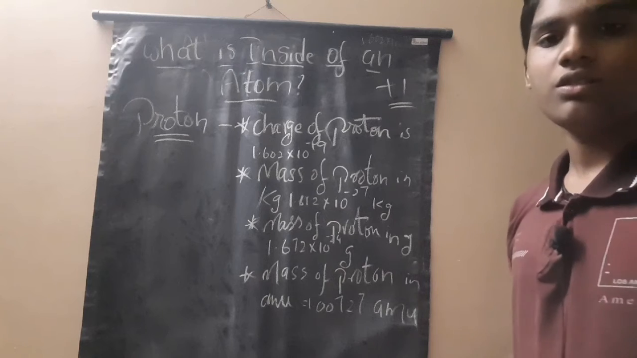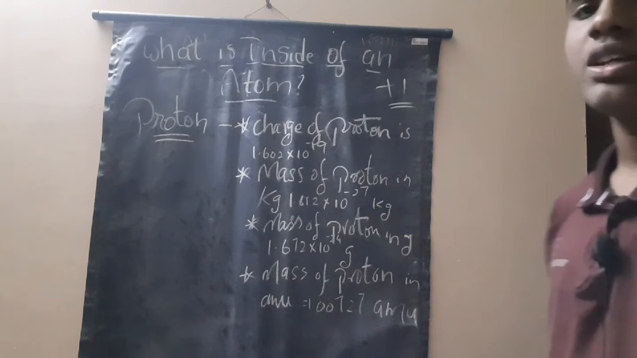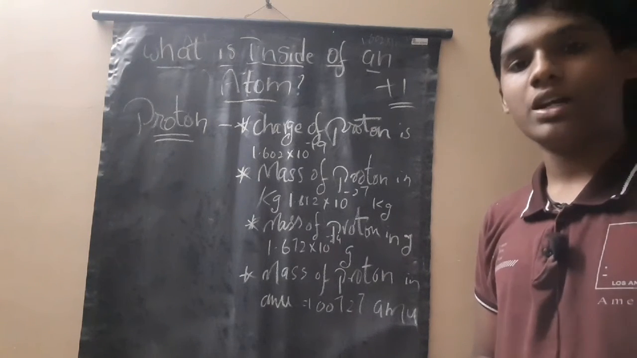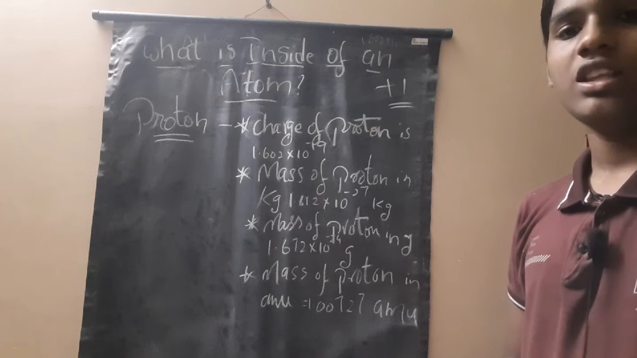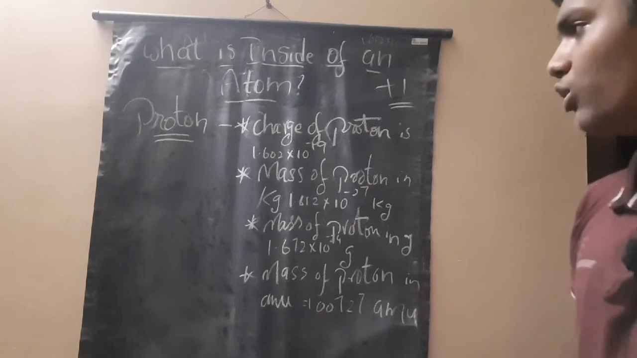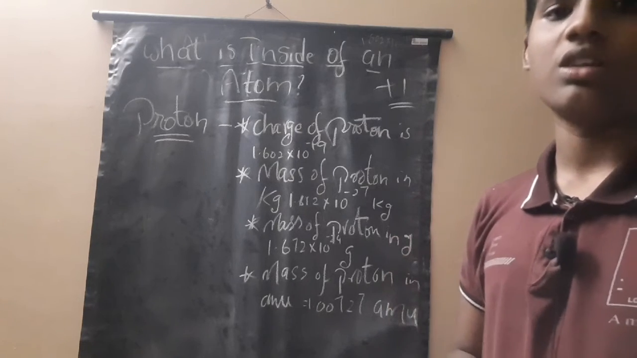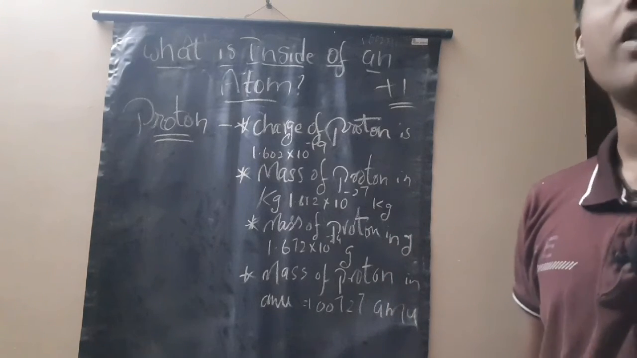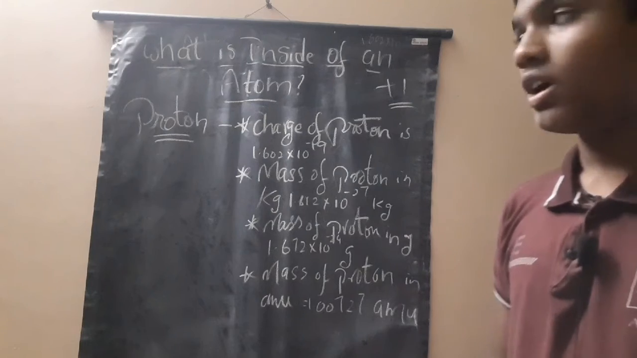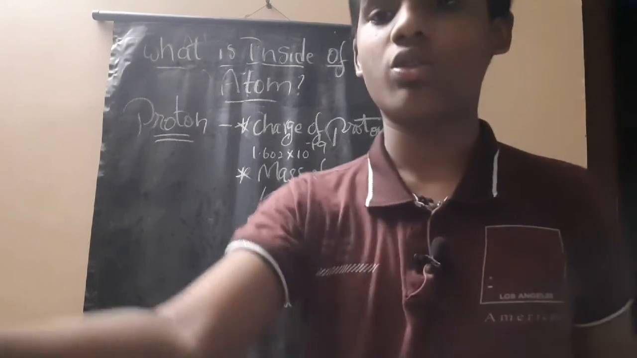Now we will discuss the last subatomic particle present in the atom, which is the neutron. We all know that the neutron is an uncharged body, meaning the charge of the neutron is 0. Now we will discuss some more points about the neutron.